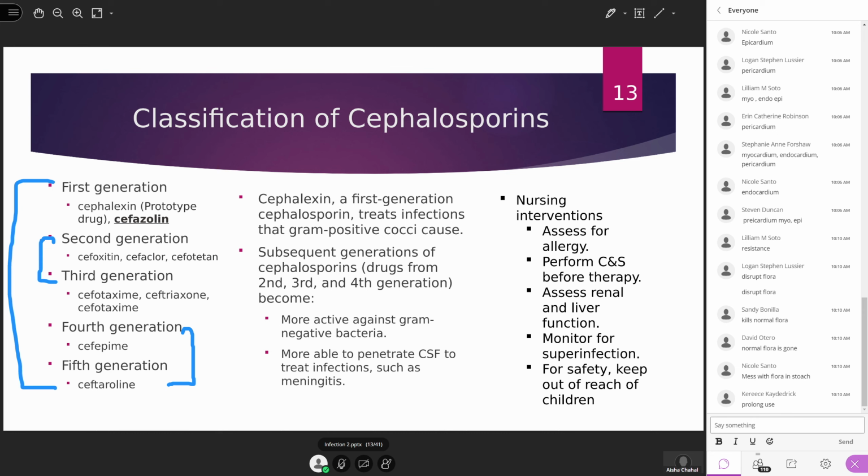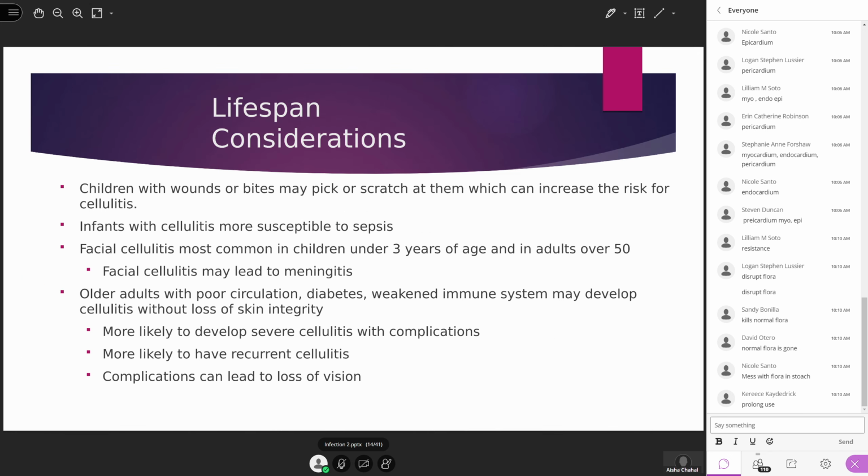Some of the nursing interventions would be: you monitor for allergy, you educate the patient on the use of antibiotics, you monitor for side effects if the patient is getting any, and you monitor for superinfection. Just the regular nursing interventions that we do for all types of antibiotics.